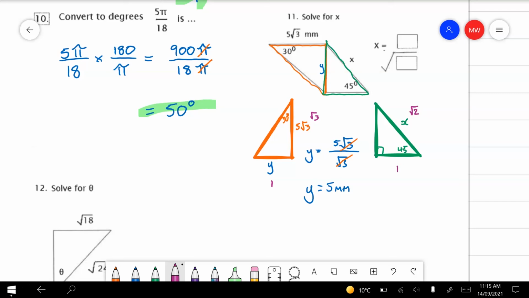So that means we've got a ratio of 1 to √2 here instead, because we know that this side over here was y, so it's 5. That means that x is pretty easy to work out. X is 5 times √2, and that's in millimeters. Ideally, this is actually a good answer.